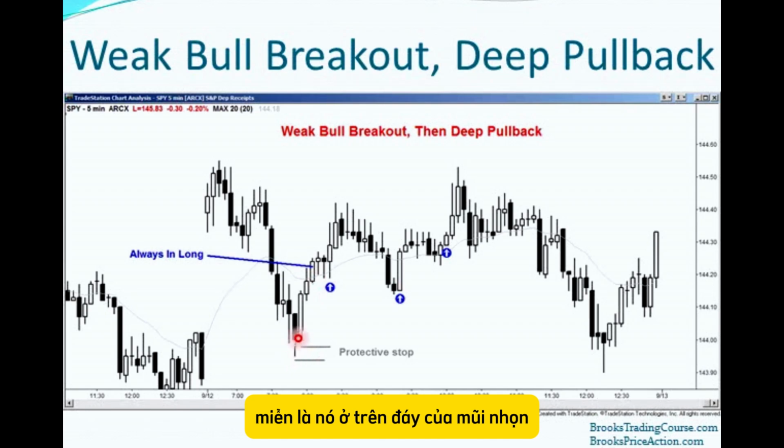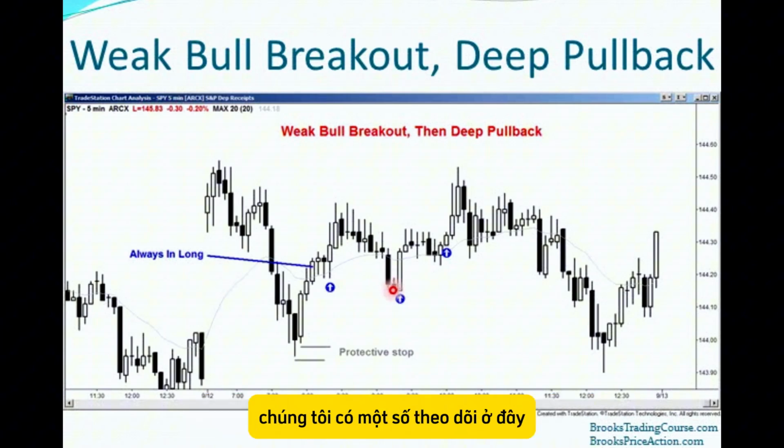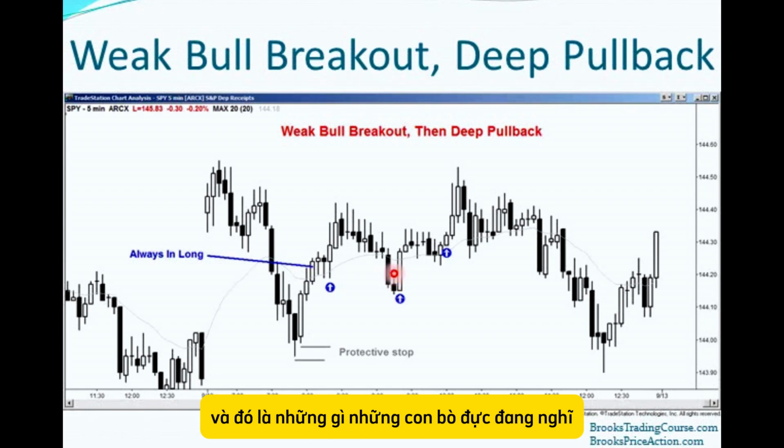As long as it stays above the bottom of the spike, though, and as long as it does not clearly become always in short, it's still always in long, so you can buy for any reason. So we have a bear breakout on this bar. We have some follow through here. The bulls will say, yeah, it's okay, but it's not nearly as strong as this. It's still always in long. I'm going to buy the close of this bear bar. I'm going to buy above its high. And that's what the bulls are thinking.